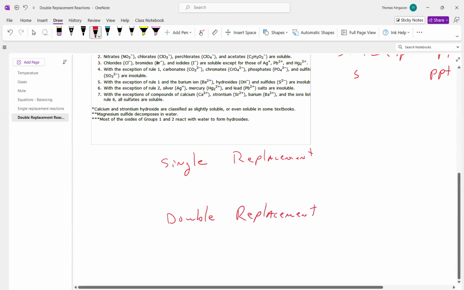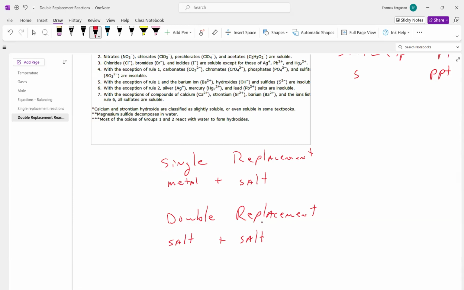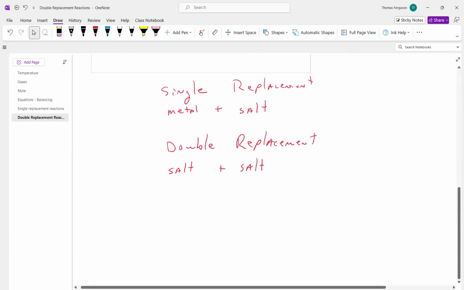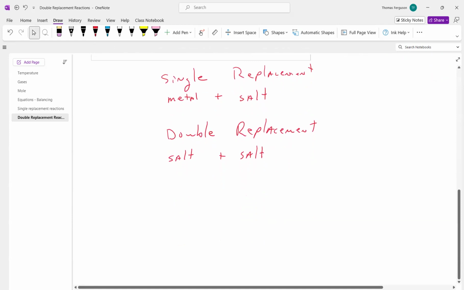Okay. Single replacement is metal plus salt. Double replacement is salt plus salt. Oops. All right, so let's look at this now. Remember, salts are now aqueous. They're dissolved in water.